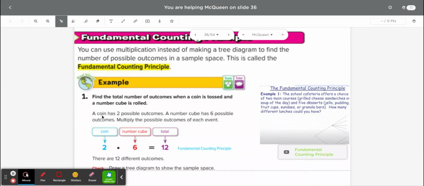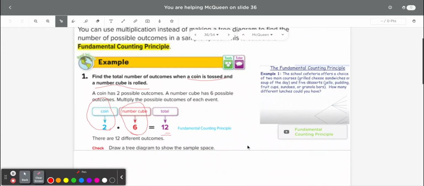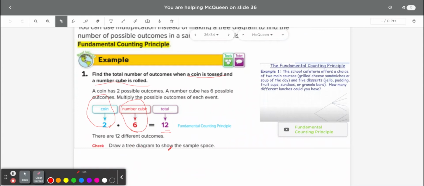All right, so we see here that we need to find the total number of outcomes when a coin is tossed and a number cube is rolled. When you toss the coin, you have two options, heads or tails. When you have a number cube, you have 6 options, 1 through 6 on the number cube. Remember we said that everything in probability is multiplied. So 2 coin options times 6 number cube options equals 12 total outcomes. And so you see here, there are 12 total outcomes.